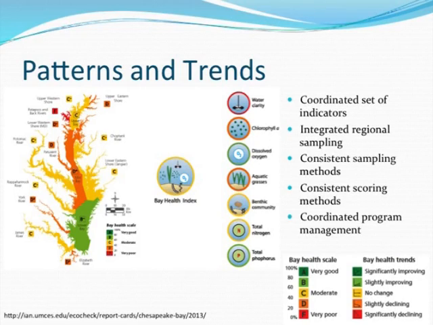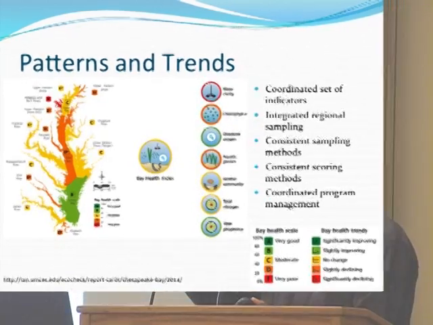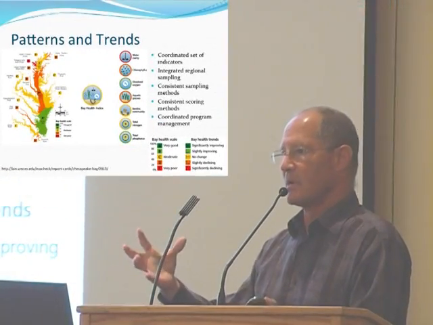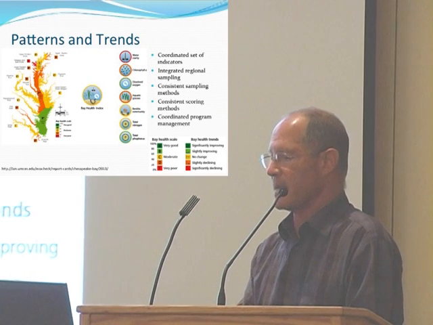And so what they're able to do with this is look at patterns and trends. They have a coordinated set of indicators because they have a track record with this. They've worked on it for a number of years. They have integrated regional sampling. They have methods that they've all worked on together that are consistent, and they have really well-defined scoring methods and thresholds and a coordinated management structure that integrates all of these efforts and produces this assessment on a yearly basis.